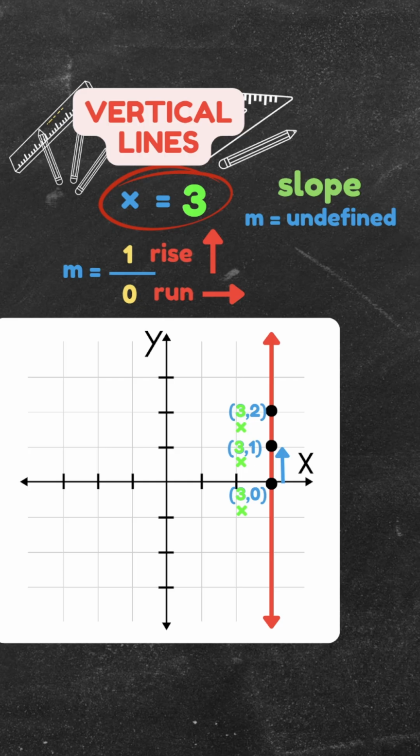Why is it undefined? Because you can't divide a number by 0. Remember, when you're dividing, you're splitting something into groups. In this case, you can't split something into 0 groups. That doesn't make sense. So whenever the denominator is 0, the slope is going to be undefined.